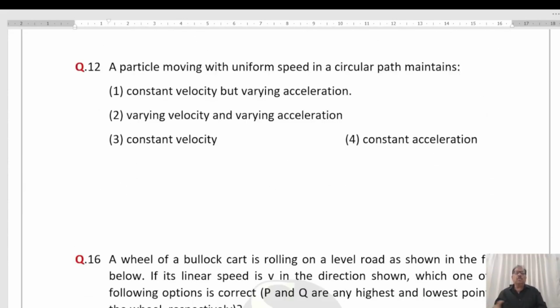Now, next question. Question is, a particle moving with uniform speed in a circular path maintains constant velocity. Speed is constant but direction is changing, therefore it is not correct. Varying acceleration is there because direction is changing at every point. Varying velocity and varying acceleration, because speed is constant but direction is changing regularly. So this is the correct answer. Right? Option 2 is the correct answer. Constant acceleration: magnitude wise it is constant, but direction wise it is changing continuously. The second option is the correct option.